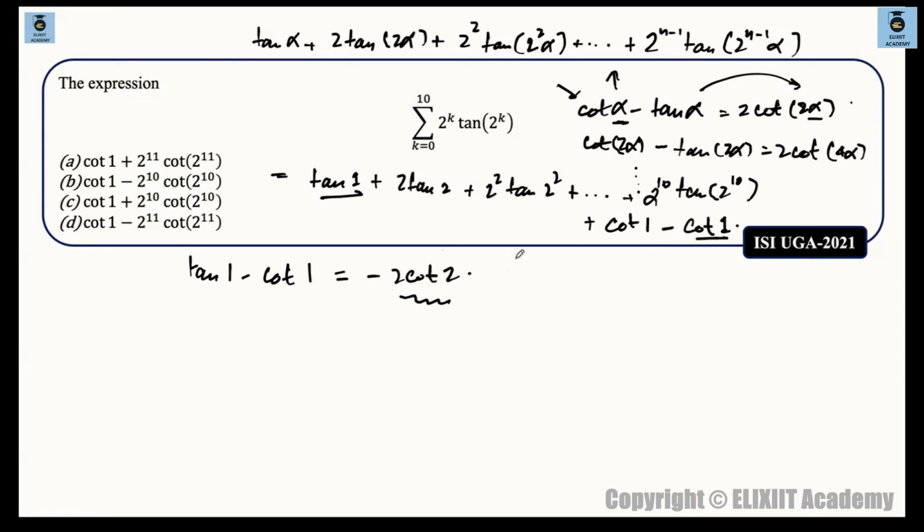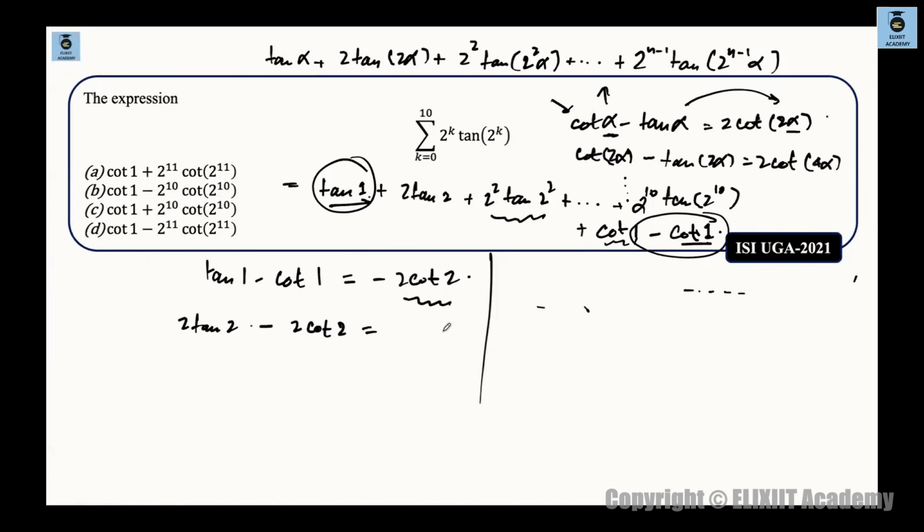Then what will happen? Minus 2 cot 2 plus 2 tan 2. The next term will be 2 tan 2. Then what will come? 2 tan 2 minus 2 cot 2. So similarly, when you simplify this, taking one minus common, you will end up getting 2 square cot of 2 square and so on. This will continue. Next, you will combine this term with the next term, which is 2 square tan of 2 square. Once again, when you simplify that term, you will end up getting minus 2 cube cot of 2 cube and so on.